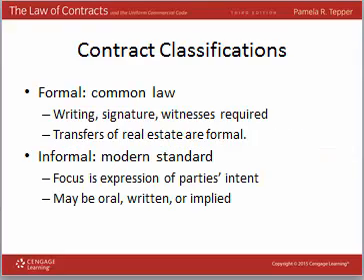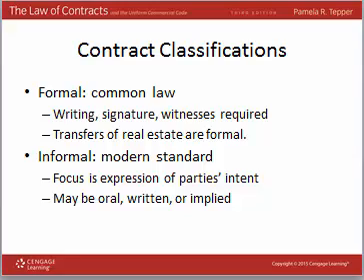Okay, final classification here: formal versus informal. The common law standard is for contracts to be in writing, witnesses required, transfer of real estate is an example of a time when we need a formal contract. The modern standard that we'll talk about more with regards to the UCC is that the focus is on the expression of the party's intent. So we have oral, written, implied contracts, much easier to enforce. Now, I don't mean to suggest that under common law you can't have an oral contract or an implied contract. I just mean that the formal common law elements is something that we more often see enforced under common law than we do under the modern standard UCC.